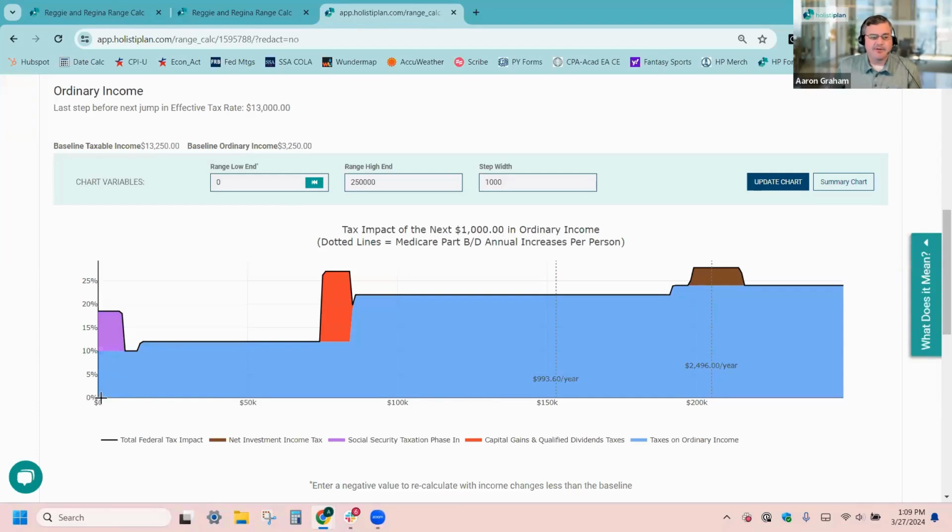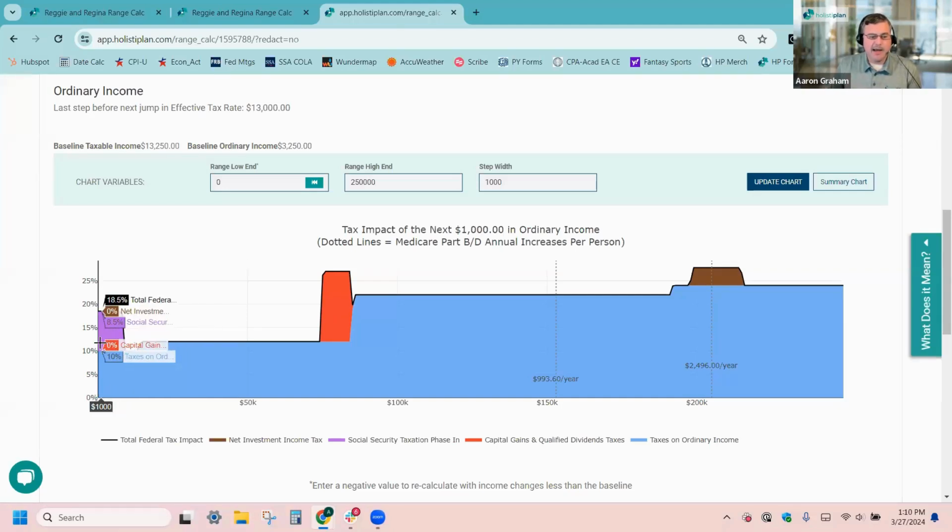If we add an additional $1,000, we can see that their net effective rate on that additional $1,000 of ordinary income is going to be 18.5%. That's evidenced by that top line where it says 18.5%. You can see that components of that are the 10% marginal rate on ordinary income and that 8.5% purple area, which represents the Social Security tax phase-in.